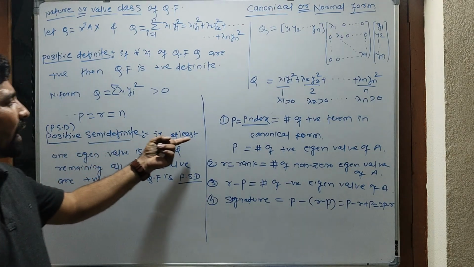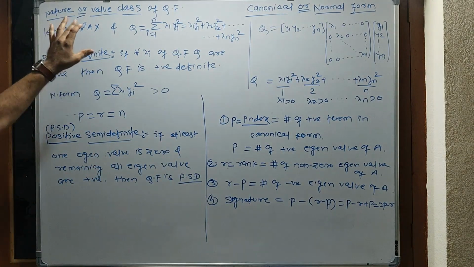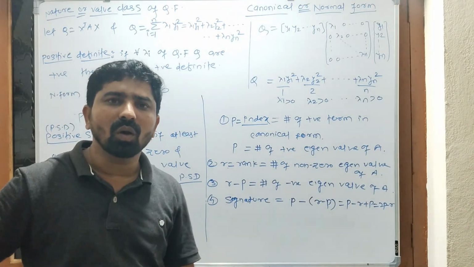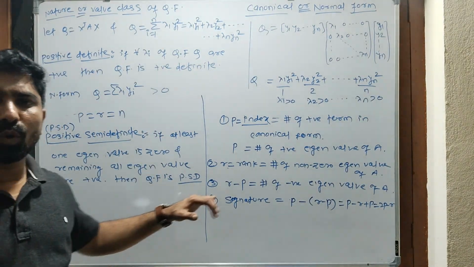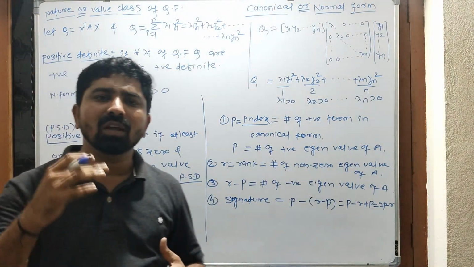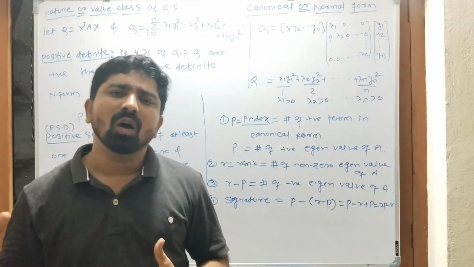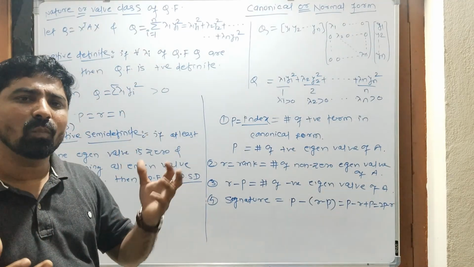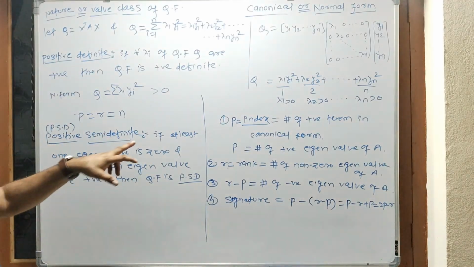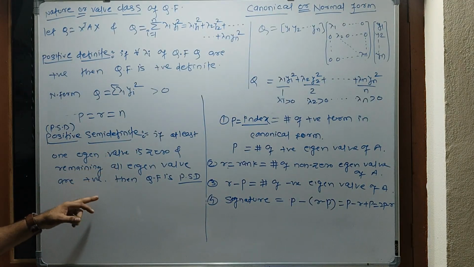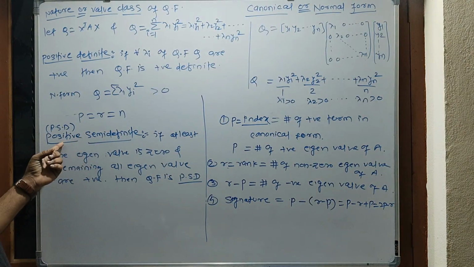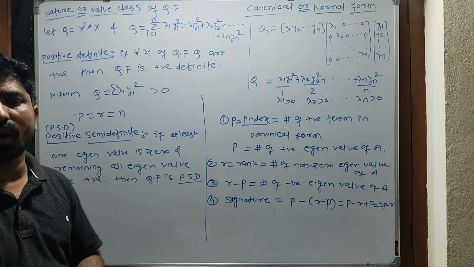Here, let's say we have n eigenvalues and out of n at least one, let's say lambda 1 is 0 and the remaining lambda 2, lambda 3 up to lambda n are positive, or lambda 2 is 0 and lambda 1, lambda 3 up to lambda n are positive, or lambda n is 0 and lambda 1, lambda 2 up to lambda n minus 1 are positive. Here I am saying at least one is 0 and all the remaining eigenvalues are positive. Then the quadratic form is positive semi-definite.